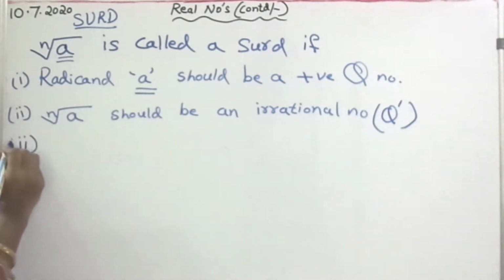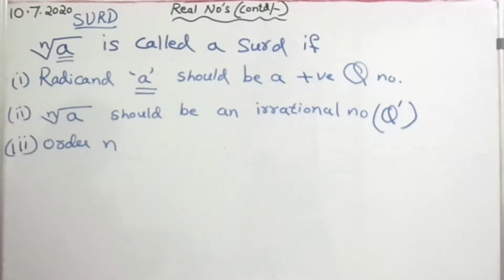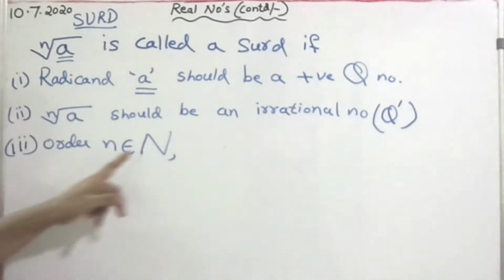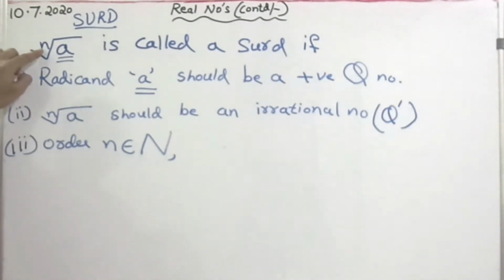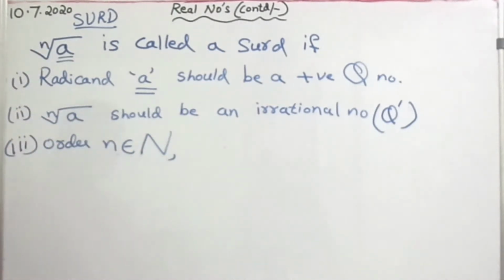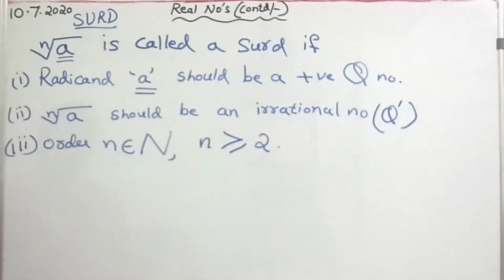Third condition is the order n should belong to natural numbers. You know, capital N means natural number. This order n which is there inside this basket, I call this a basket. So n is inside the basket. So this n should belong to natural numbers and it should be greater than or equal to 2.